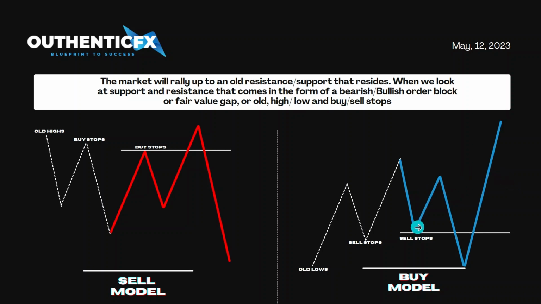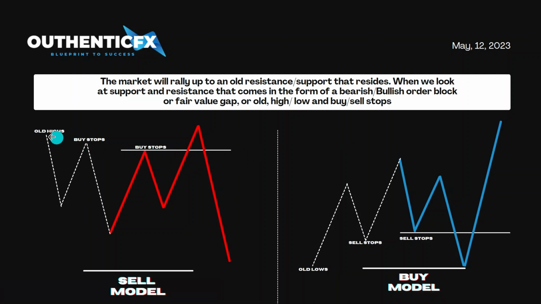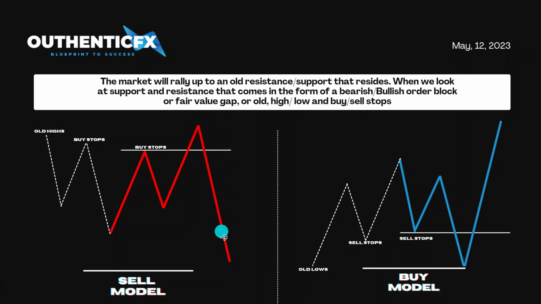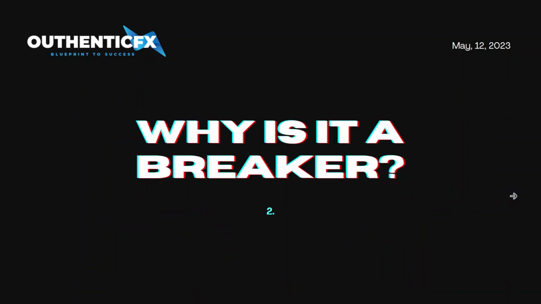So as you can see within this buy model, we can clearly see that price has been targeting sell stops within this expansion, coming into old lows, taking them out and taking out sell stops to reprice itself up, right? Or to take out buy stops or old highs and reprice itself to the downside, guys. So now what we pay attention to after this move is expecting this break of structure, right? The break of structure. Because why is it a breaker, right?